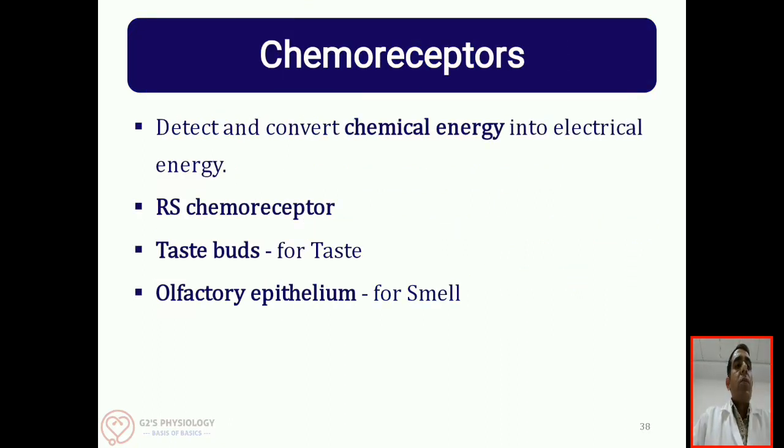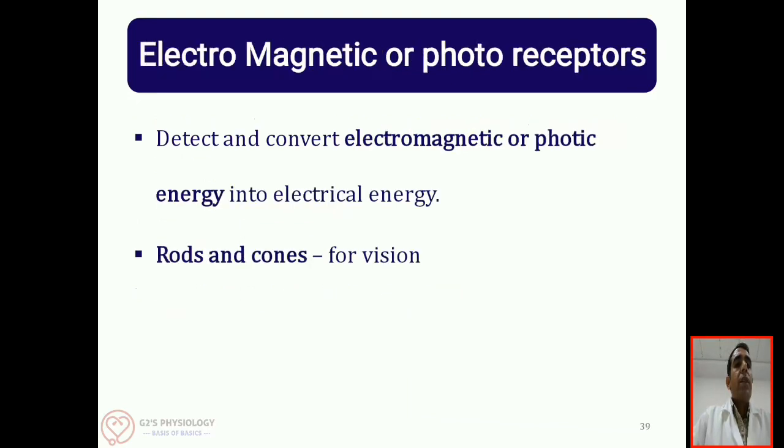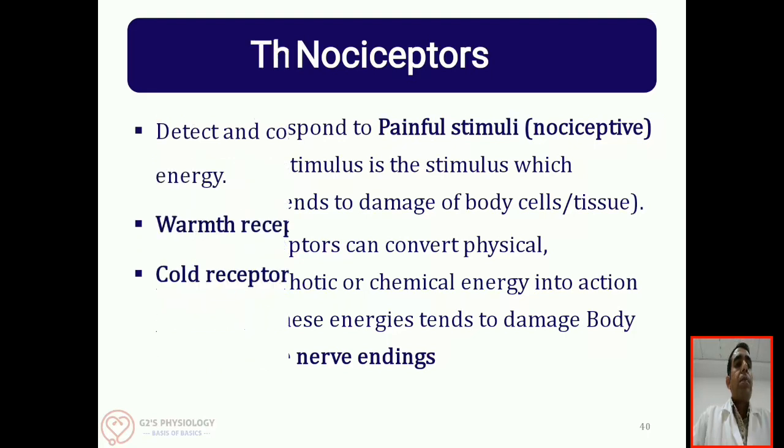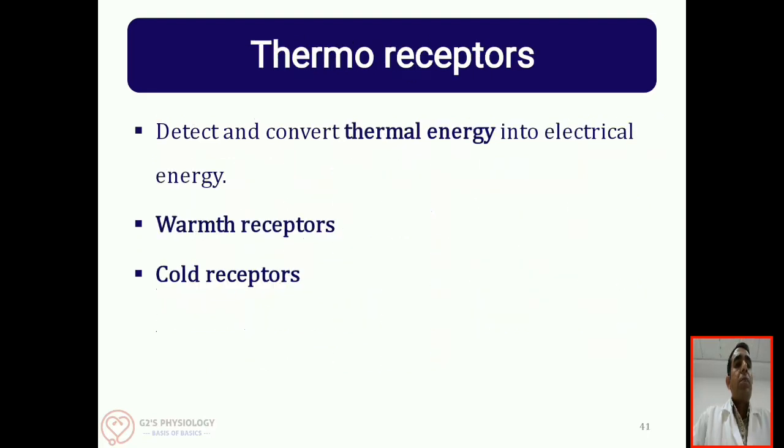Chemoreceptors sense chemical energy or chemical stimulus. Examples are the respiratory chemoreceptors, taste receptors, and smell receptors. Electromagnetic receptors are the rods and cones present on the retina. Nociceptor responds to the noxious stimulus, which is pain producing. Thermoreceptor is the receptor for warm and cold.